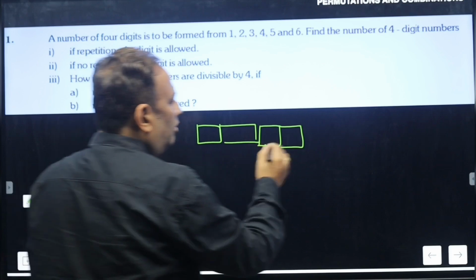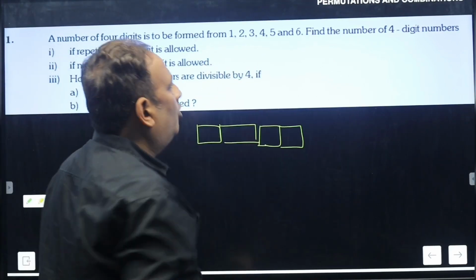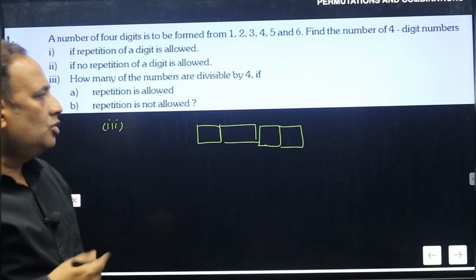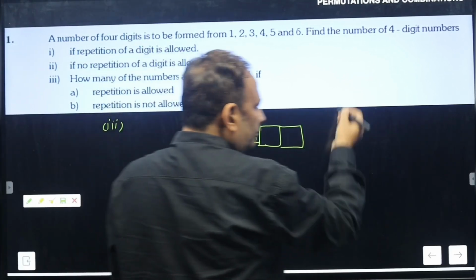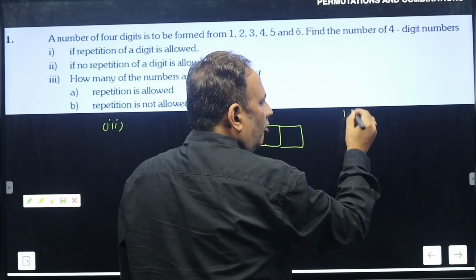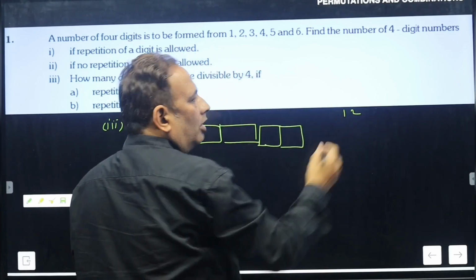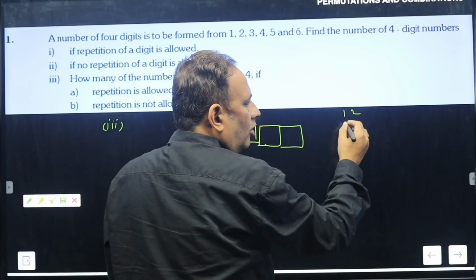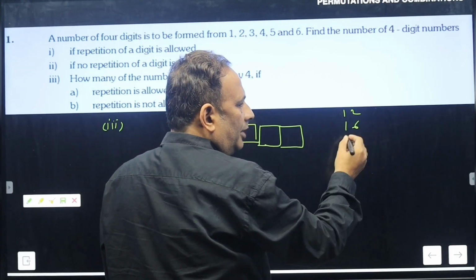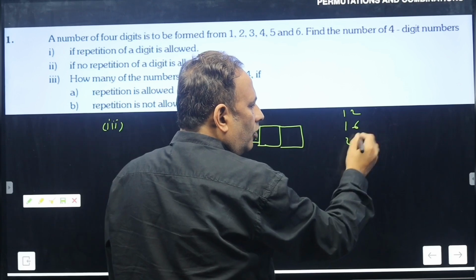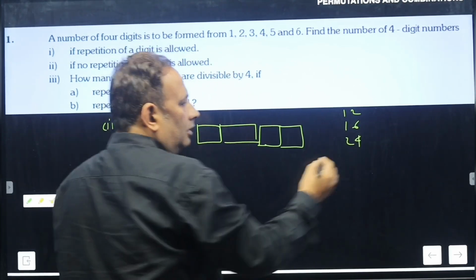So how to make the last 2 digits divisible by 4? The digits we have are 1, 2, 3, 4, 5, 6. Of course, 0 is not there, so 04 and 08 will not be there. So the last two digits, first we will list them out. They can be 12, then 16. Then 20 will not be there, so we go for 24.